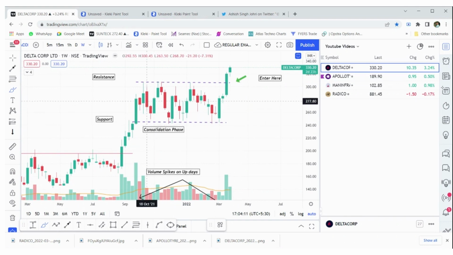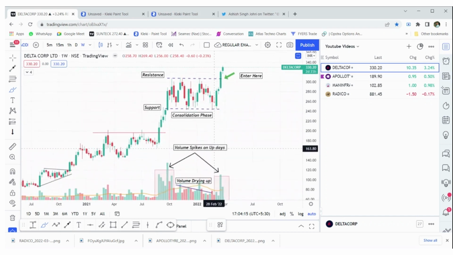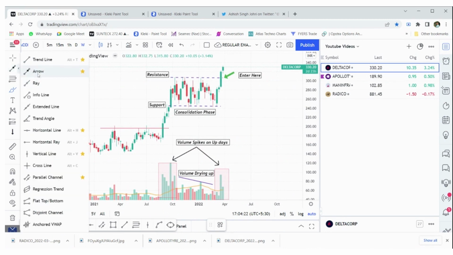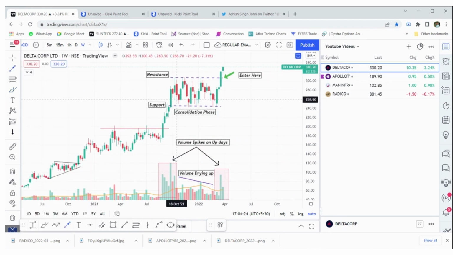So here we see that whenever a stock is falling, can you identify how, whenever the stock price is falling on the lower side, there are lower volumes, right? So let me mark it in the chart. Here we see that whenever the stock is falling, right?